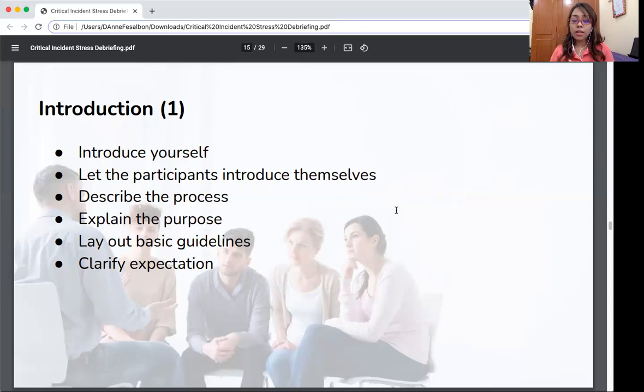Then you'd also clarify expectations, that it's not therapy. If there needs to be individual counseling, this is not the avenue for that. Now I remember, that was what I was going to share. That's why it's called debriefing, because it's for that certain service. If they want therapy or counseling, then that is another service that they're going to have to avail. So that's the first phase, which is the introduction.